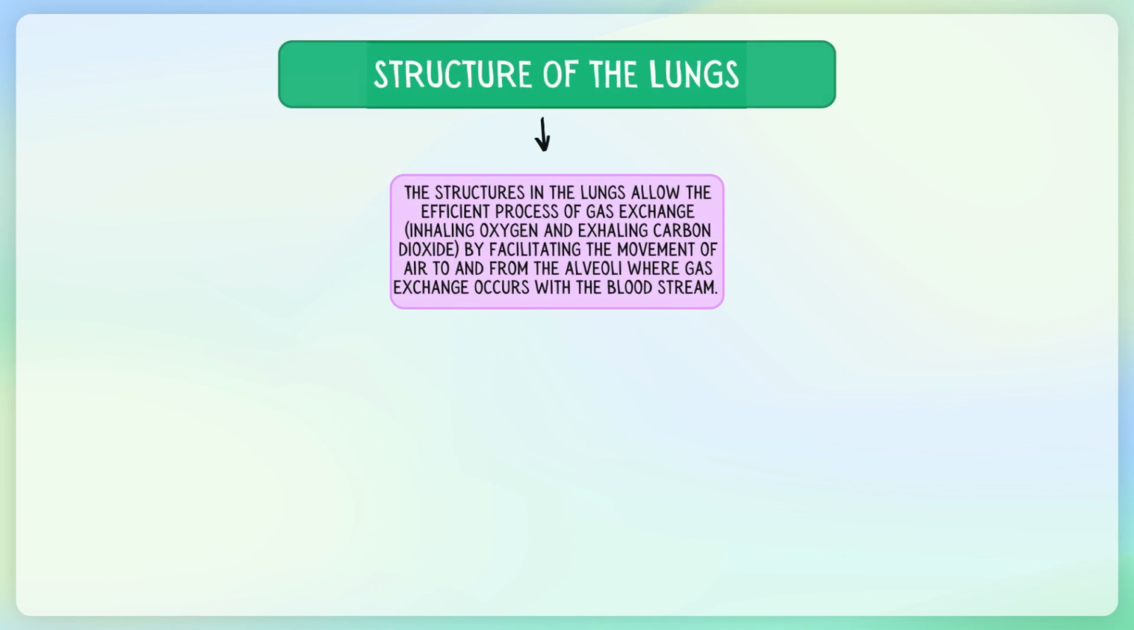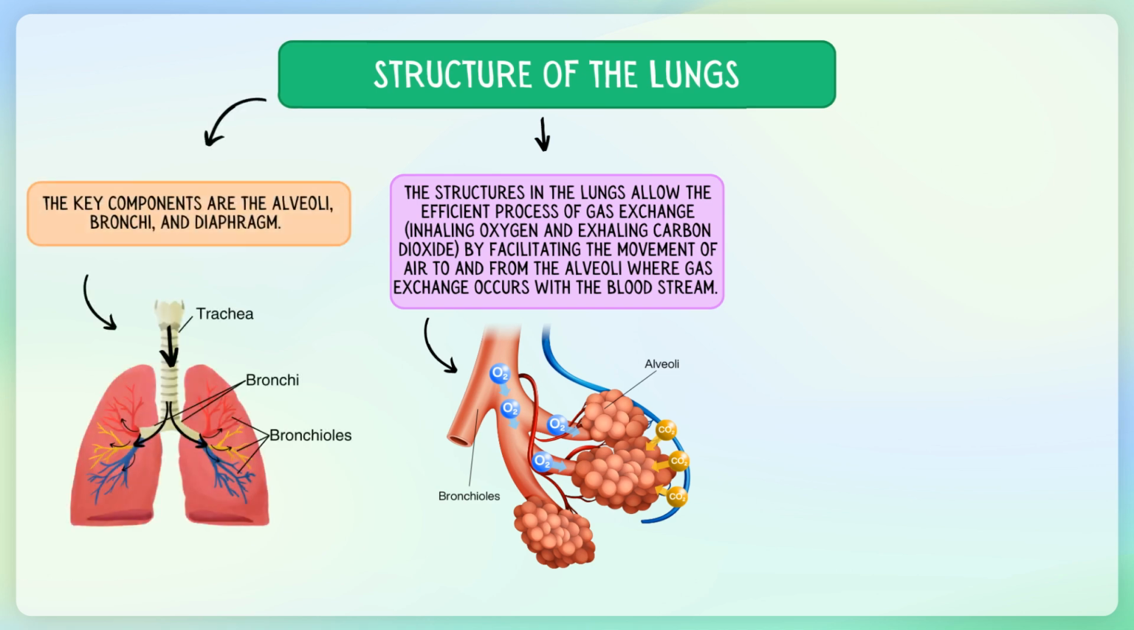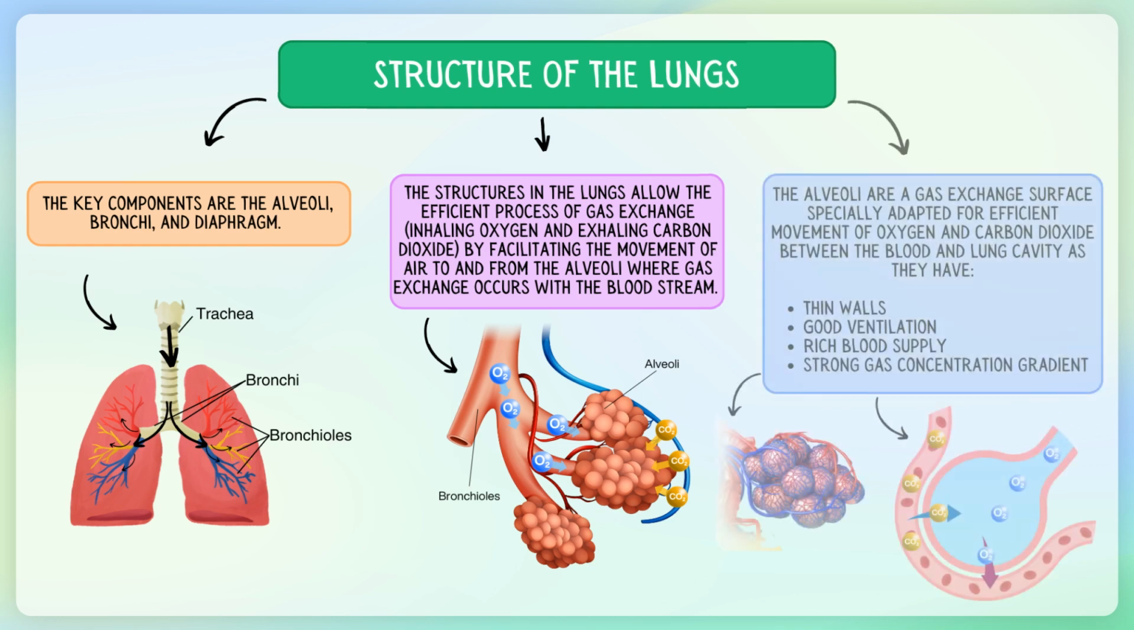To summarize, our lungs perform the essential dual roles of supplying oxygen for cellular respiration and removing carbon dioxide, a waste product. The structures in the lungs allow this efficient process of gas exchange by facilitating the movement of air to and from the alveoli, where gas exchange occurs with the bloodstream. Particularly, the alveoli are a gas exchange surface specially adapted for efficient movement of oxygen and carbon dioxide between the blood and lung cavity.